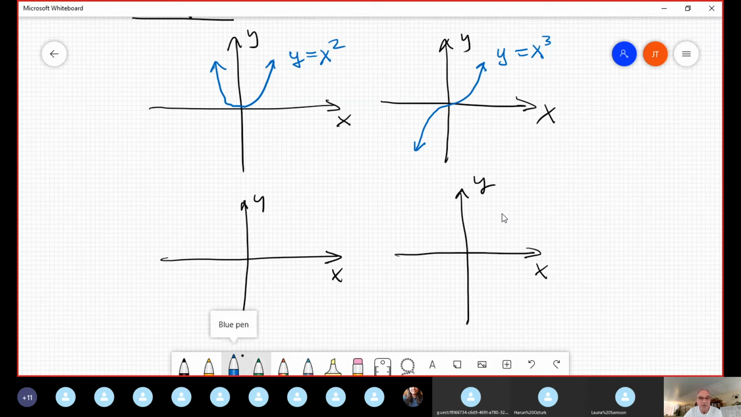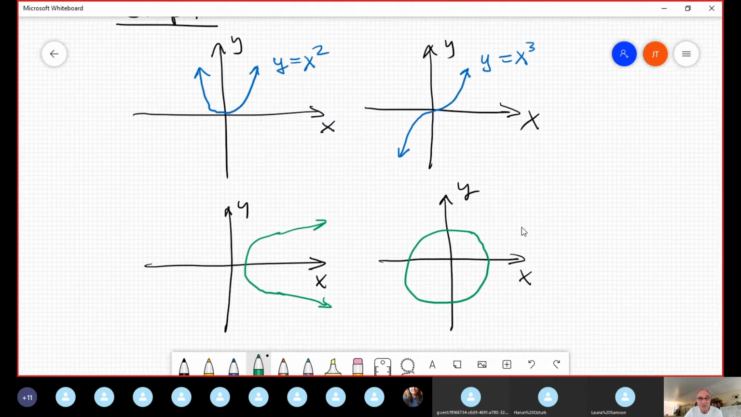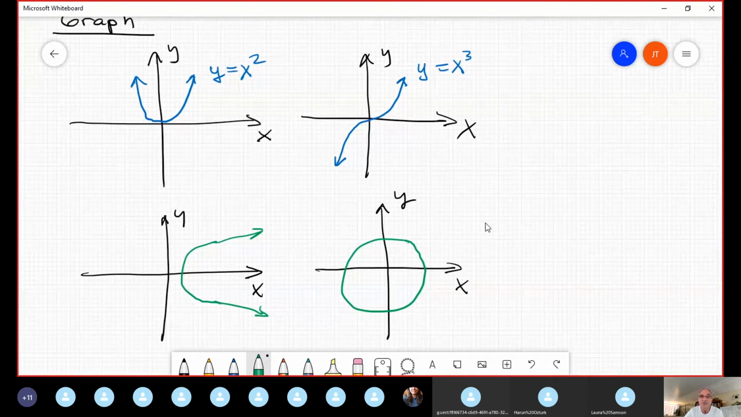Suppose now this graph looks like that. This arrow indicates that it continues forever in that direction. And suppose a circle, which we studied in the last class. Now, to analyze these, we use one super important test, called the vertical line test.